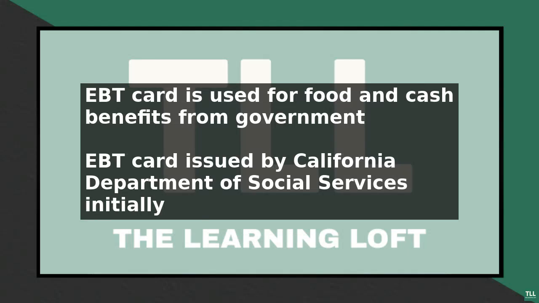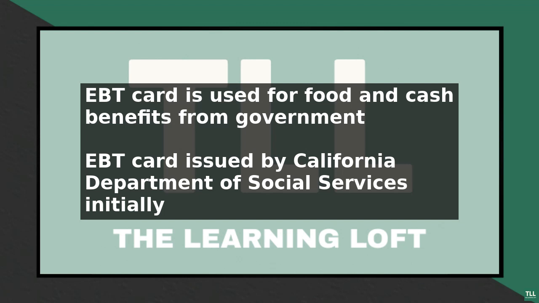To set up an EBT PIN in California, start by understanding what an EBT card is. An EBT card, or electronic benefits transfer card, is used to receive and use food and cash benefits from the government. The PIN, or personal identification number, is a secret code that allows you to use your EBT card securely. First, you need to have an EBT card issued to you by the California Department of Social Services.